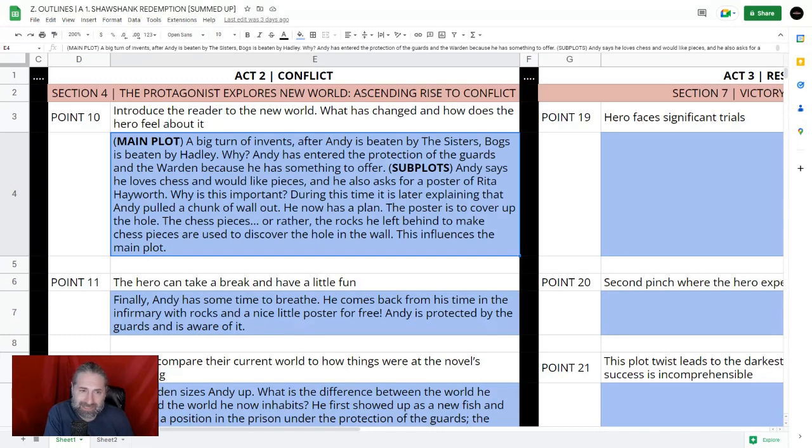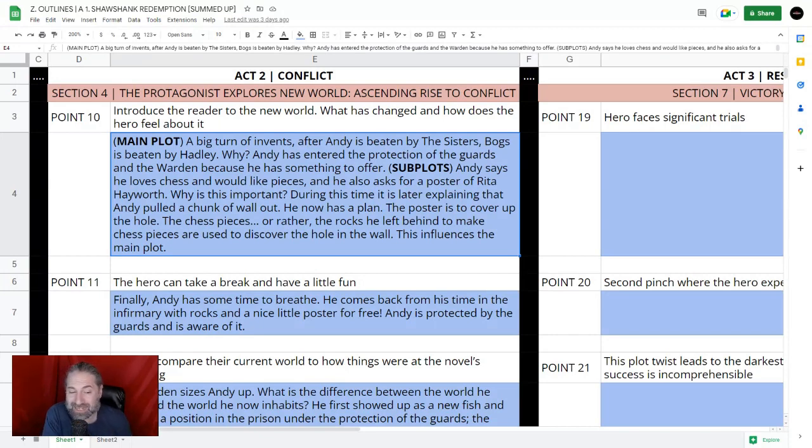A subplot into that new world is Andy says he loves chess and would like pieces. He had said that a little earlier before he got thrown into the infirmary. And during this time, it is later explained that Andy also asks for a poster of Rita Hayworth. Well, when he gets out of the infirmary, the poster's there. The chess pieces are there, etc., etc.